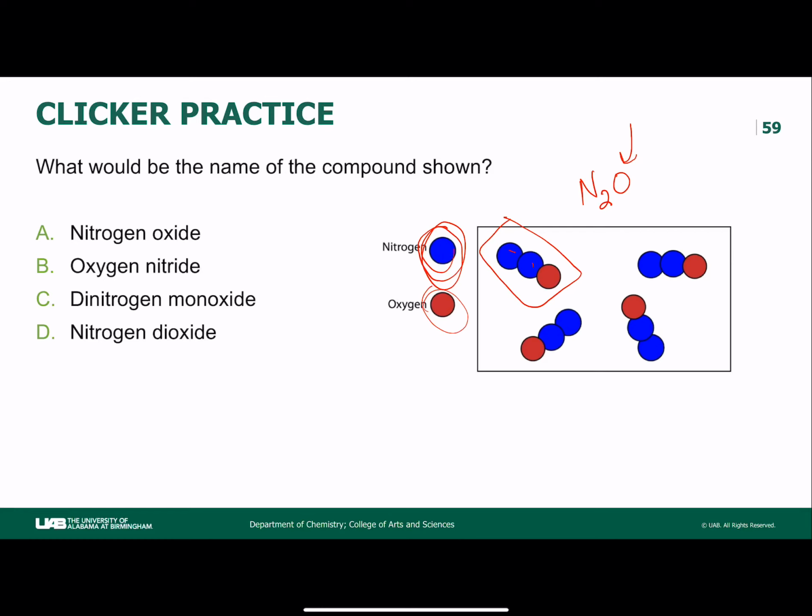Notice that there's not oxygen dinitride as an answer. I'm not going to be crappy like that. We haven't talked about electronegativity. We're not going to talk about it for a little bit. What I want you to know right now is that there's 2 nitrogens and 1 oxygen. Otherwise, I will put things in the right order.